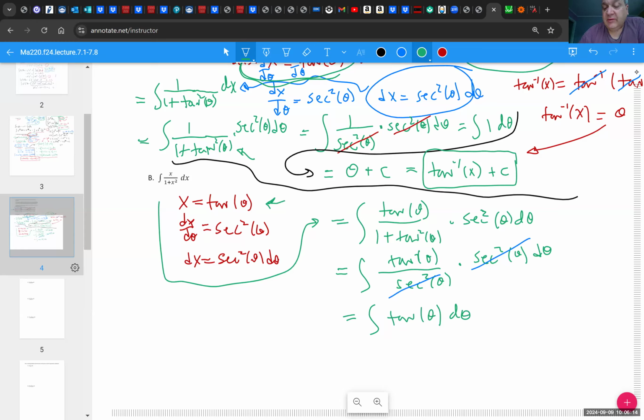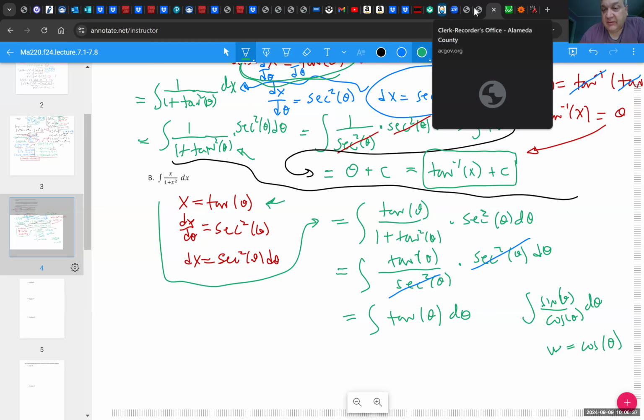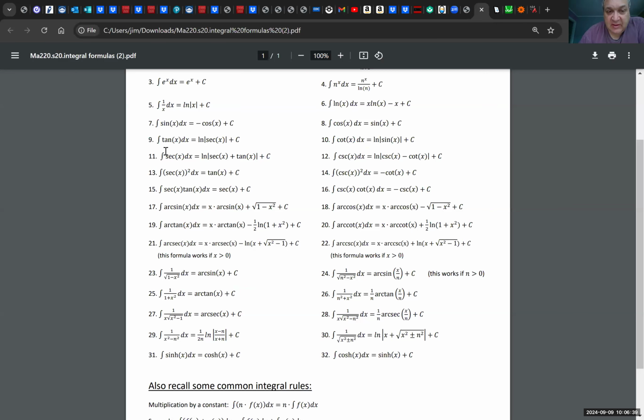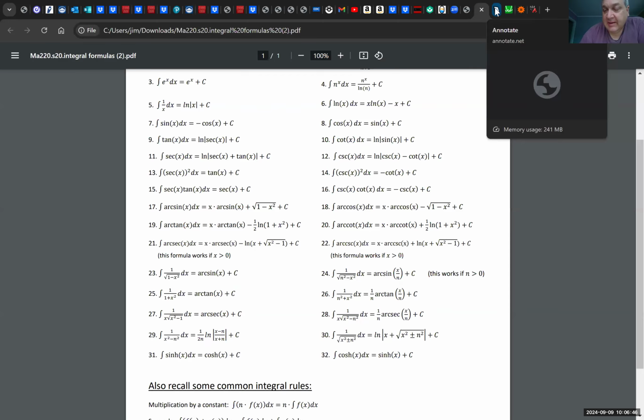So there are different ways of doing tangent theta. You can write this as sine theta over cosine theta, and then use a u substitution, or I guess I'll use w just in case. So we can do w is equal to cosine theta, and that substitution works very nicely. So you can do a w substitution and get that. But tangent theta is also on our list. So I'll just go to the list. Where's tangent theta? It's number 9 on my list. The antiderivative of tangent x dx is ln of secant x plus c. So I'm just going to do that.